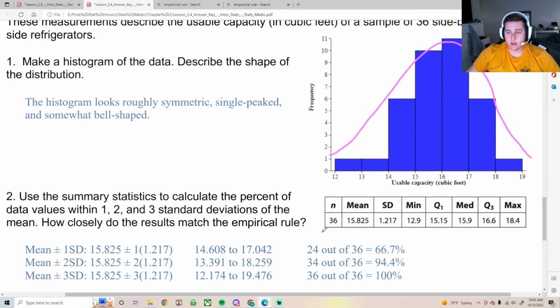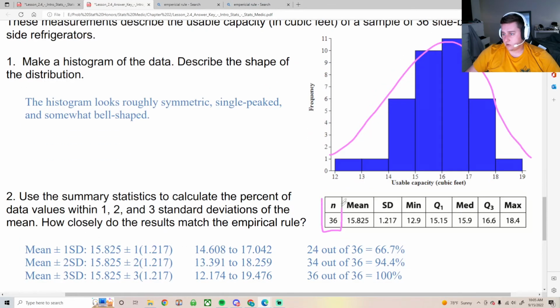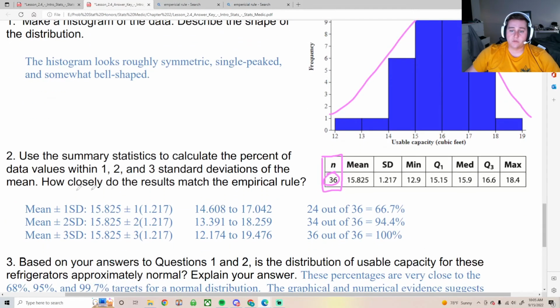And in this case, I guess this is the data that goes along with the histogram. So we have a sample size of 36. With a sample size of 36, that's not quite enough to guarantee that we're going to get the perfect normal distribution, which you find here in number 2.